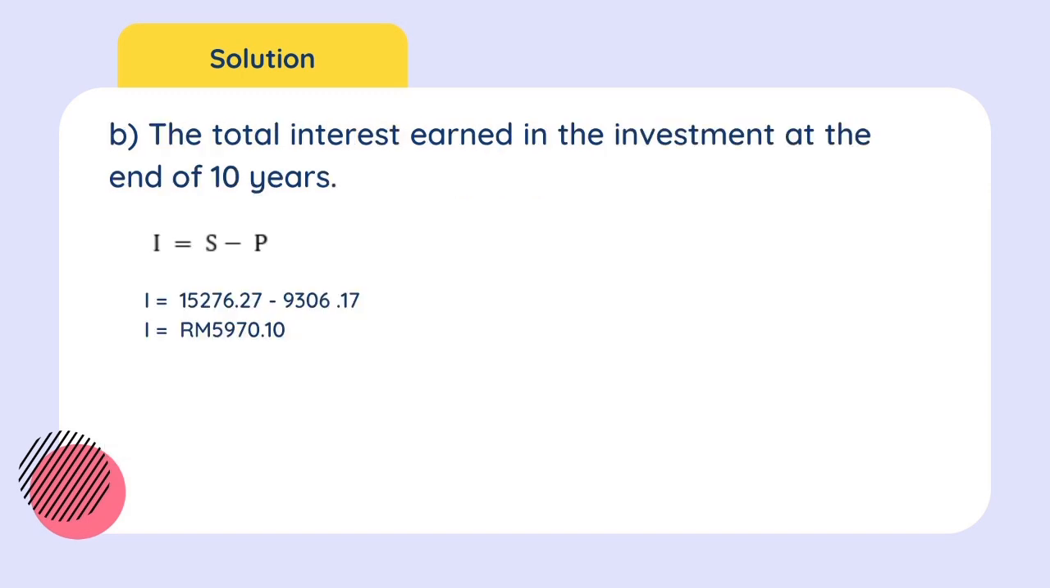Next, moving to question B. The total interest earned in the investment at the end of 10 years. Now, we need to use the formula I = S minus P, which is I = RM15,276.27 minus RM9,306.17. So, the answer we got is RM5,970.10.